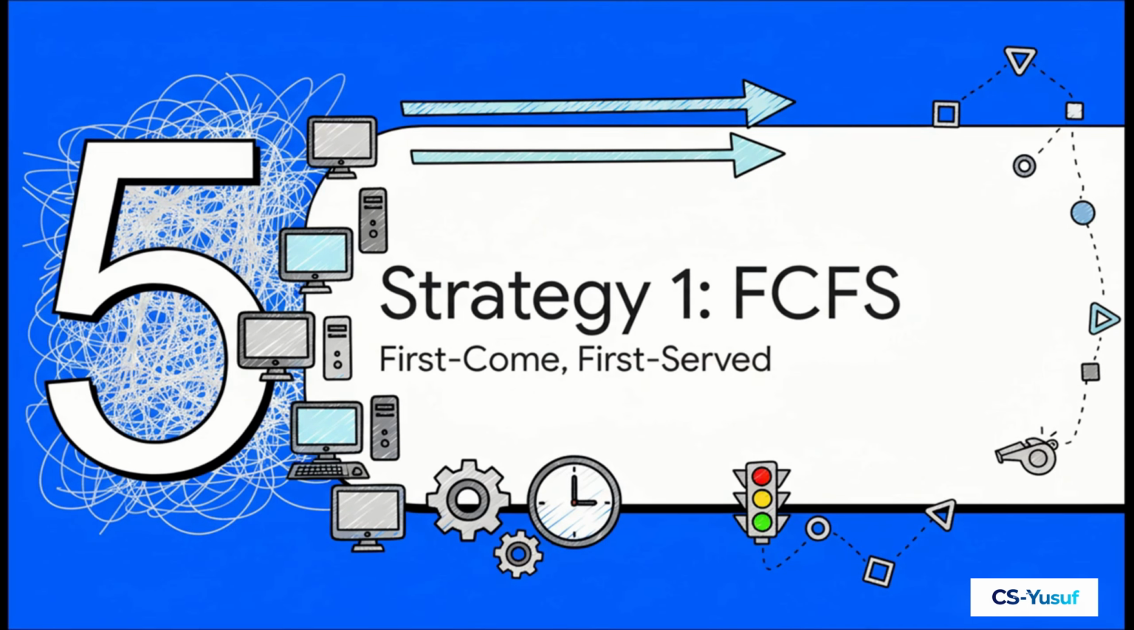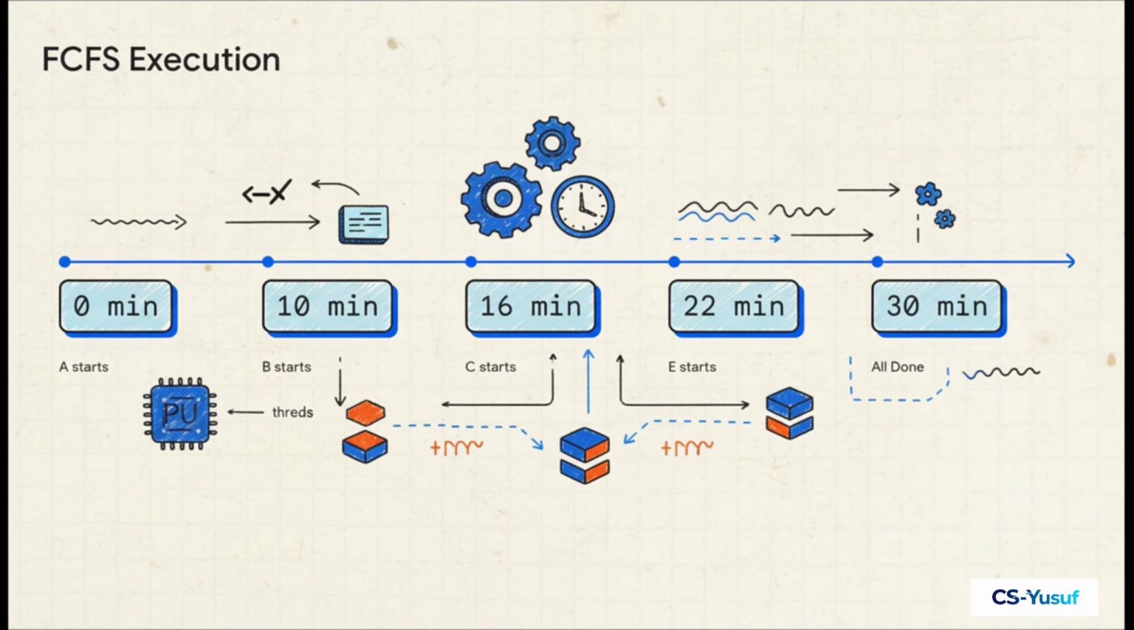All right, strategy number 1. First come, first served. This is the simplest approach you can imagine. It does exactly what the name implies. You just handle the tasks in the exact order they arrived. No funny business. So if we follow this timeline, process A, our big 10-minute job, goes first. But look what happens to poor little process C. It only needs 2 minutes of work, but it's stuck waiting around for a full 16 minutes before it can even start.